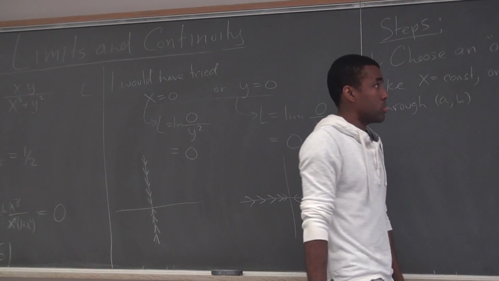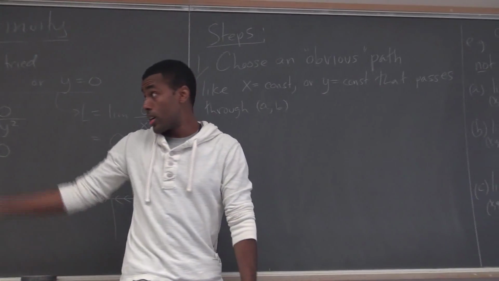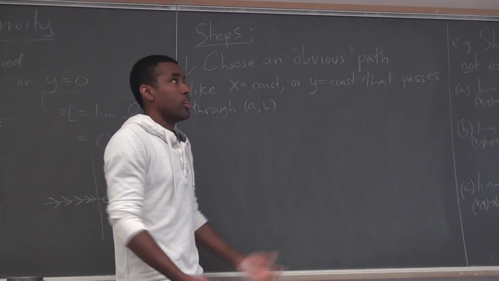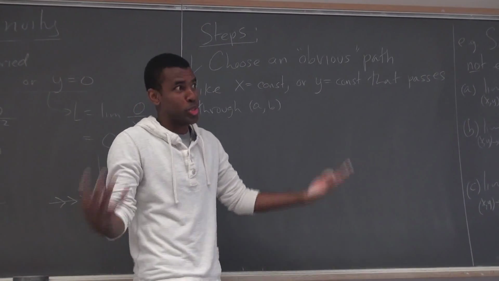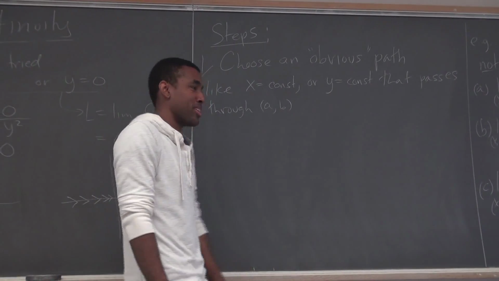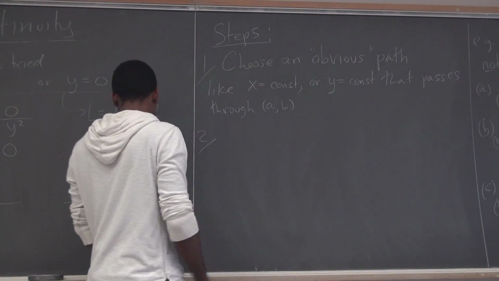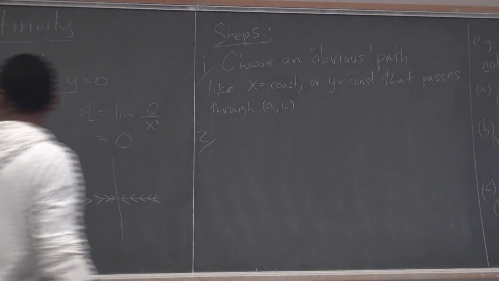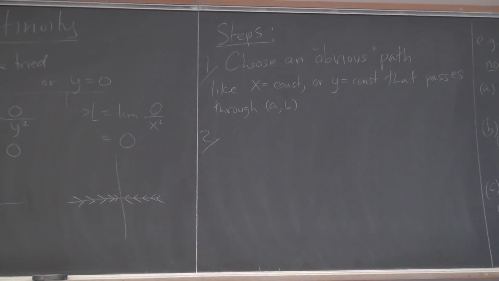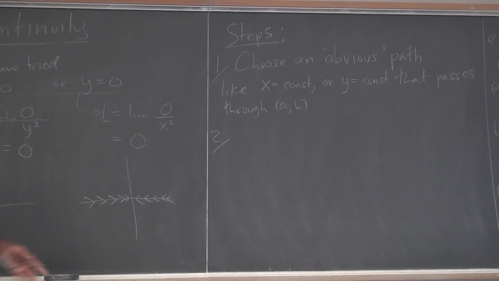So the first thing is to choose an obvious path. Usually it'll be a constant that goes through one of the points. Usually I'll ask you the origin, so usually x equals 0, y equals 0 is going to be the obvious path. This is just Calc 3, right? This is the easy life. Okay, so obvious path is the first thing.